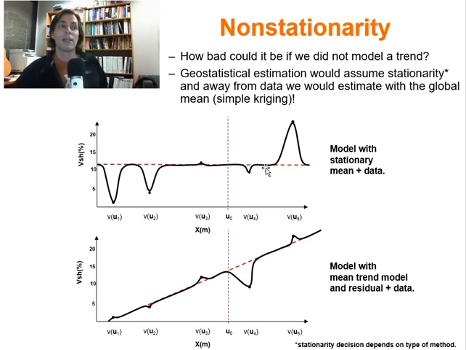We don't account for that additional information about the properties systematically shifting or changing. We just leave it to an estimation method with the data. That's not a good idea.